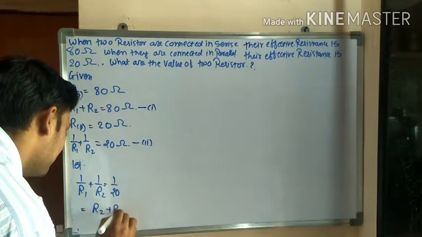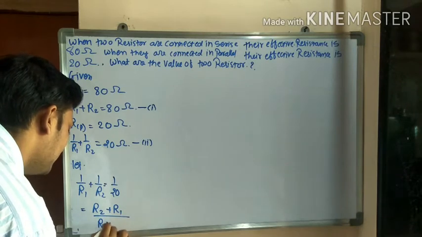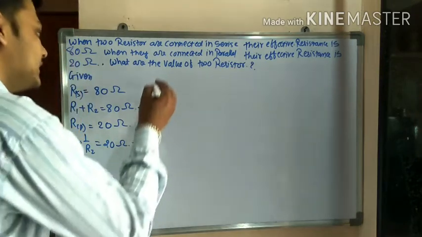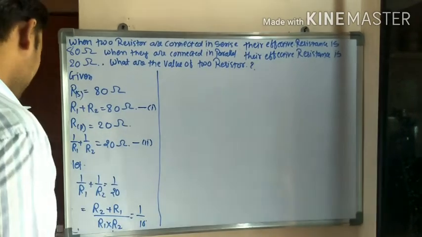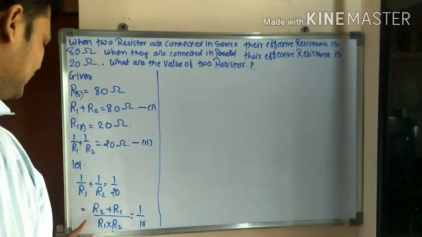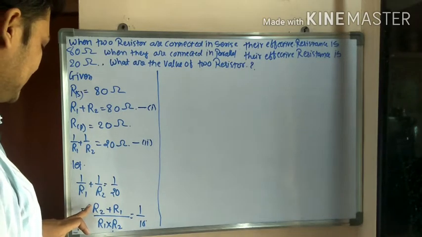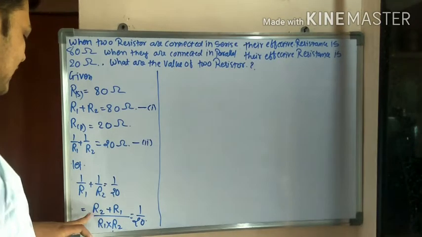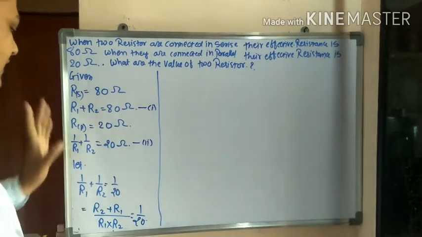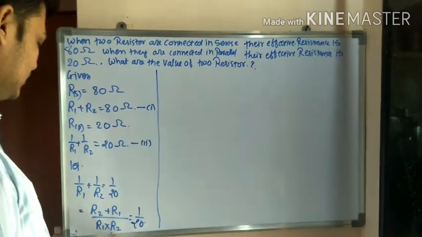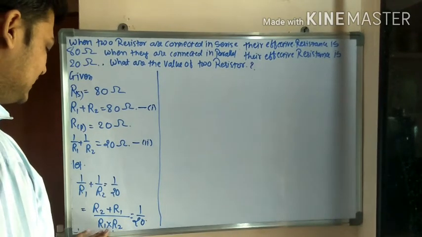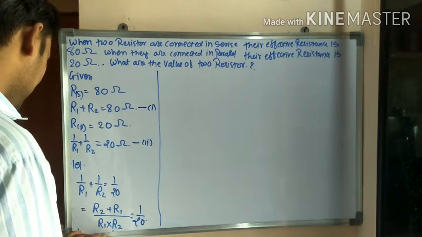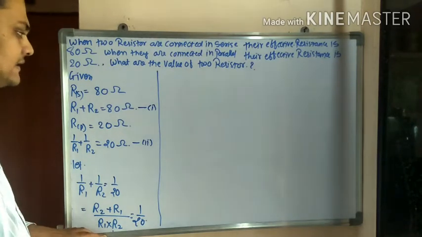R2 plus R1 divided by R1 into R2 is equal to 1 upon 10. Next, here comes our singular quantity, that is 20. R2 plus R1 is given as 80, and the multiplication R1 into R2 is not given. That's the reason we keep this multiplication as it is. We are just going to put the values in this equation. So the values are exactly like this.